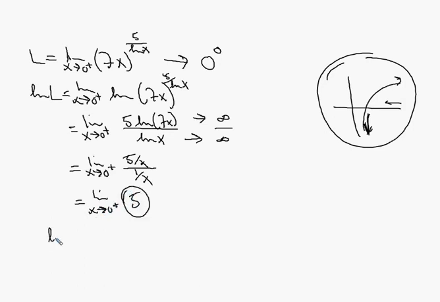So we have ln of L equals 5. So L equals e to the 5th. And that is that. Okay. I think I'll do one more problem.